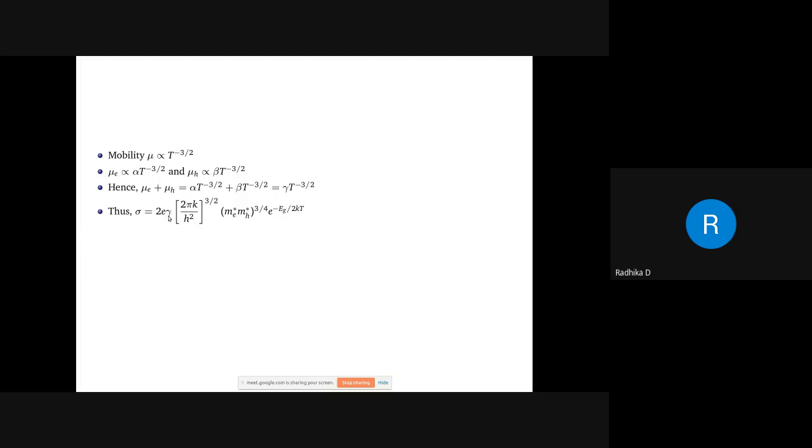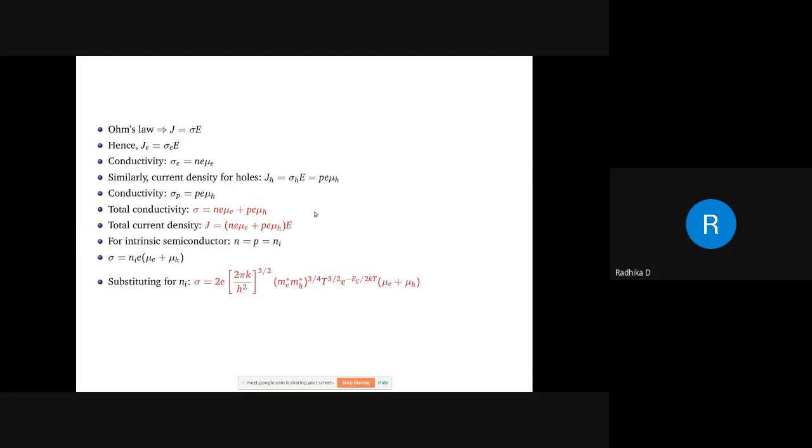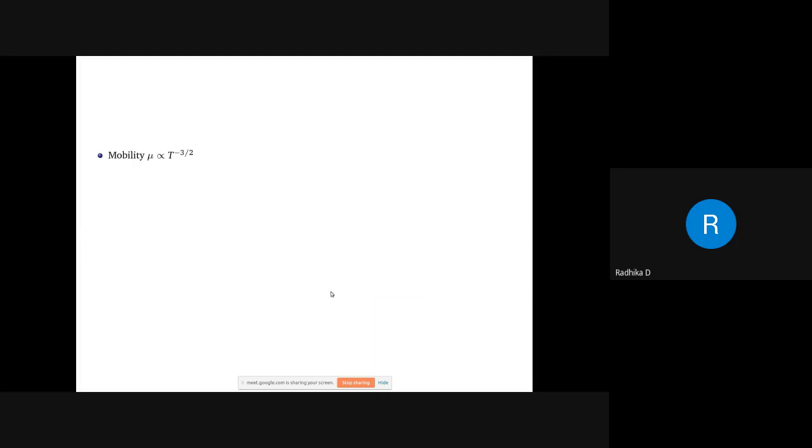2E gamma, that is this constant which came from here, 2 pi k by h square raised to 3 by 2, m star raised to 3 by 4, e to the power of minus Eg by 2 kT. The bigger difference is this. Earlier you had a T to the power of 3 by 2 in the previous expression, but now you have got mu E plus mu H as T to the power of minus 3 by 2. So that cancels. Temperature term cancels. So your final expression for conductivity doesn't have a T to the power of 3 by 2.